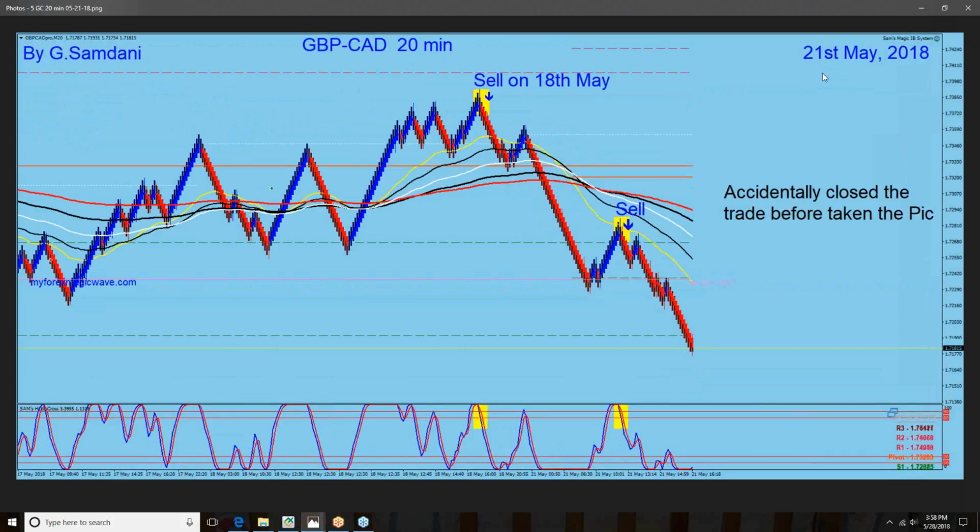Again, on the 21st was a very, very good day. Beautiful by the book entry here, 20-minute chart, pound CAD, again pound strength playing out, all pound pairs, CAD pairs, CAD strength. This is what I'm talking about. You cannot see the trade here because when I was making the chart, accidentally I closed the entry here. But this was a by the book entry, and look, this was a trade, and then this was a trade.